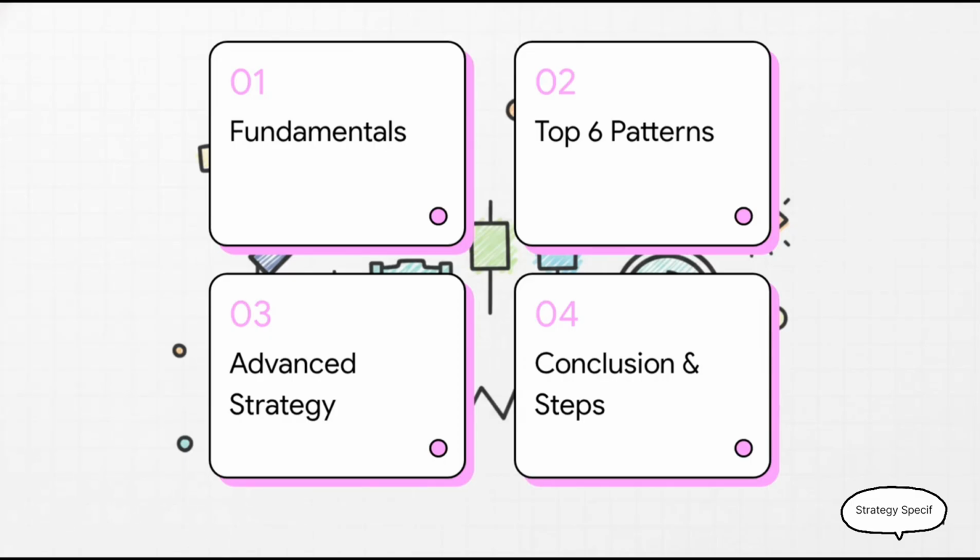Here is our quick roadmap for today. We'll start with the fundamentals, comparing candlesticks to line charts. Then, we'll dive right into those top 6 high-probability patterns. After that, we'll cover an advanced strategy combining these patterns with key levels. And we'll wrap it all up with some clear conclusions and action steps you can literally take today.